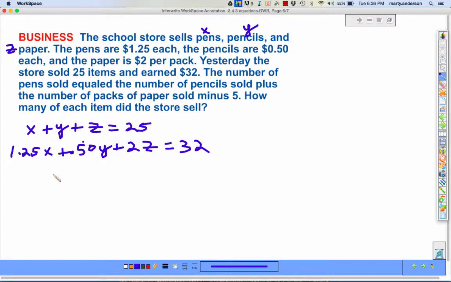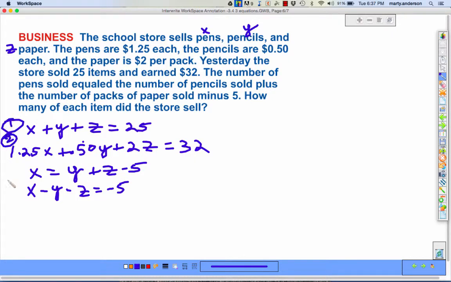And finally it says the number of pens sold equals the number of pencils sold plus the number of packs of paper sold minus 5. So I've written my three equations after defining my variables. If I was doing this, I would probably go ahead and say, let's turn this one into standard form. X minus Y minus Z equals -5. So I got equation 1, equation 2, and then one of these is equation 3.